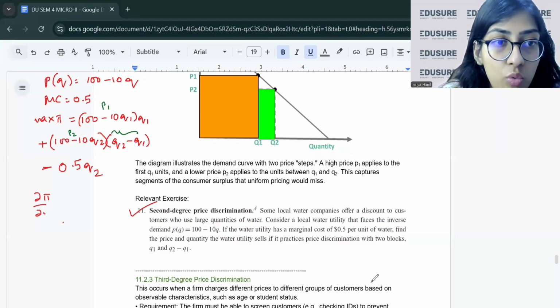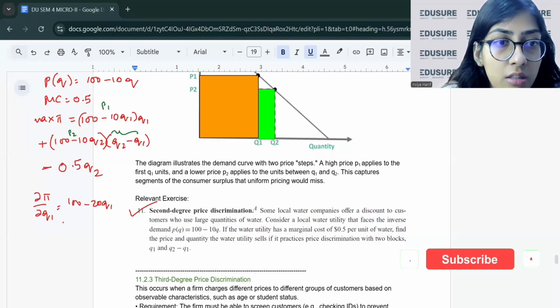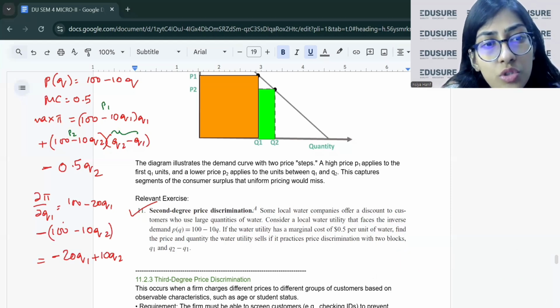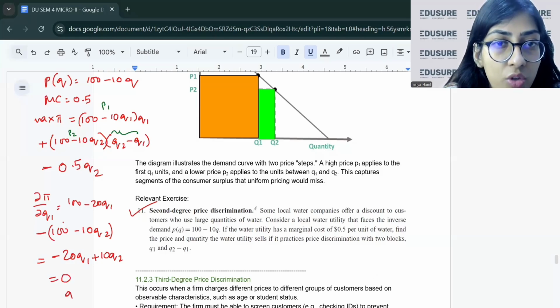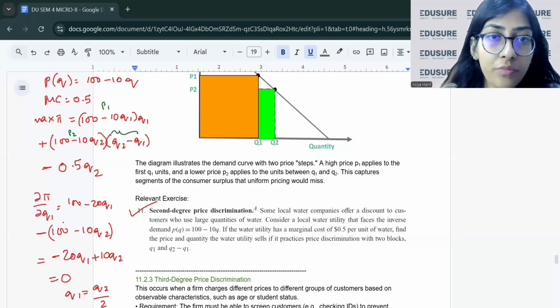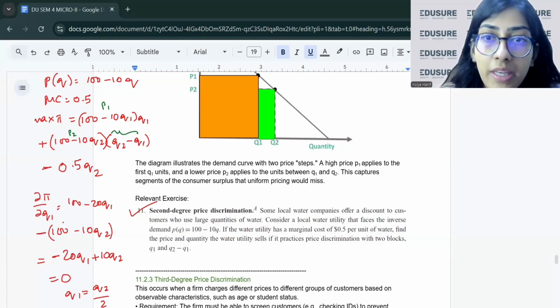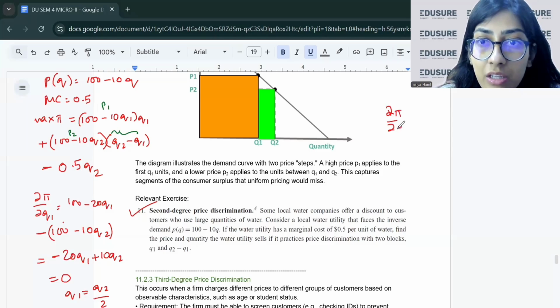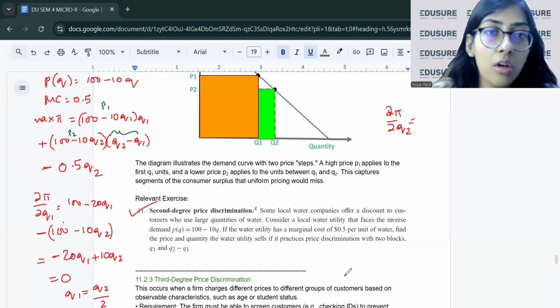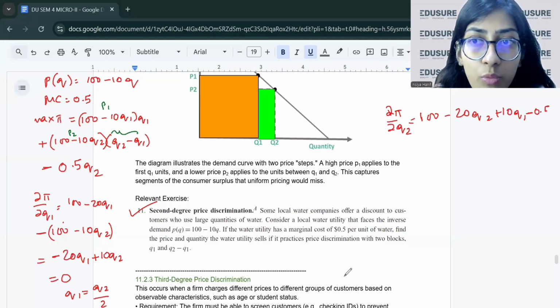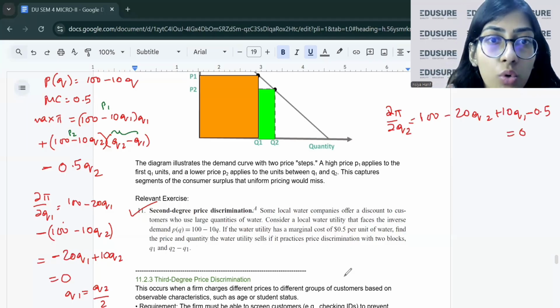Okay, so del by del Q1, what will we get? We get 100 minus 20 Q1 minus (100 minus 10 Q2). Okay, so from here we get minus 20 Q1 plus 10 Q2, which should be equal to 0. So यहाँ से हमें मिलता है Q1 is equal to Q2 by 2. ठीक है? Okay, now we differentiate the above profit with respect to Q2. So what will we get? We get del by del Q2 is equal to 100 minus 20 Q2 plus 10 Q1 minus 0.5, and this should be equal to 0, right? This is the FOC.